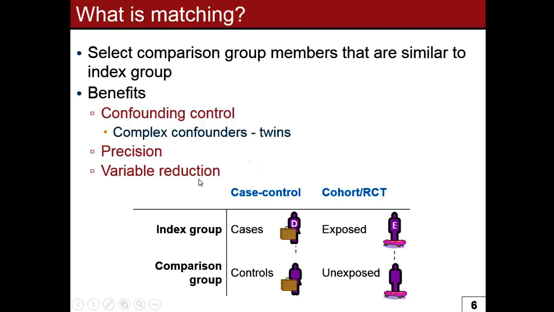And with that also comes variable reduction. I didn't have to go measure the 1,000 things that make your household your household. I just have the fact that you're in that same house. So matching can be a very, very powerful technique.